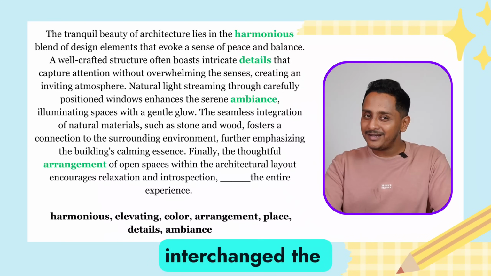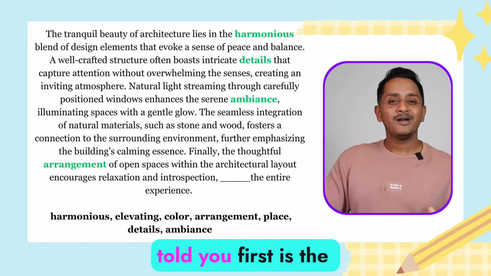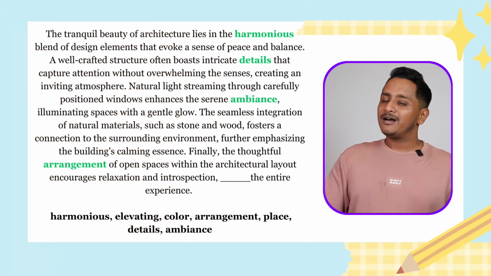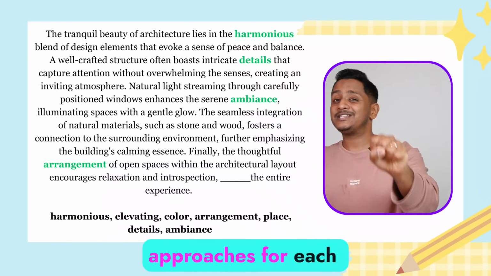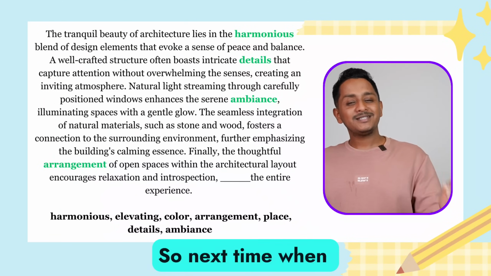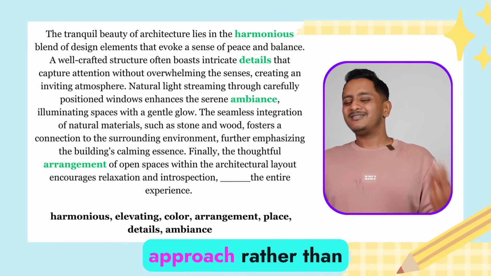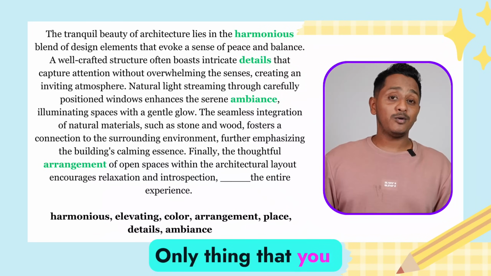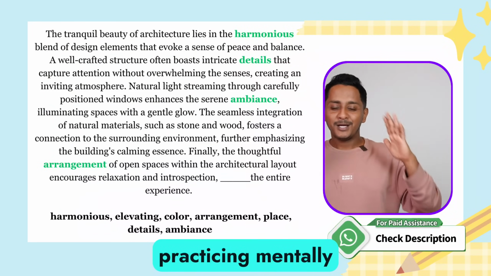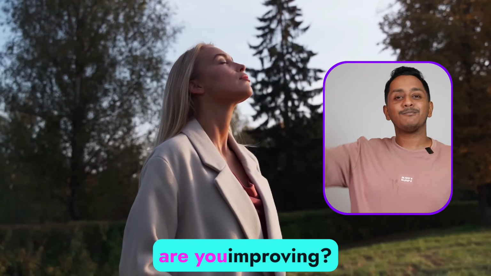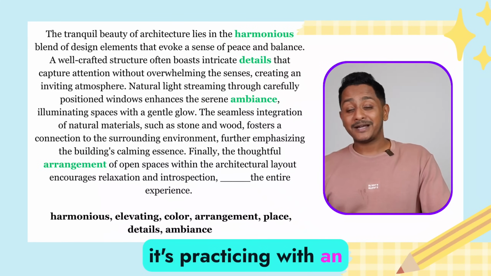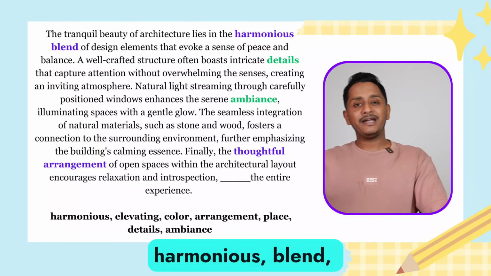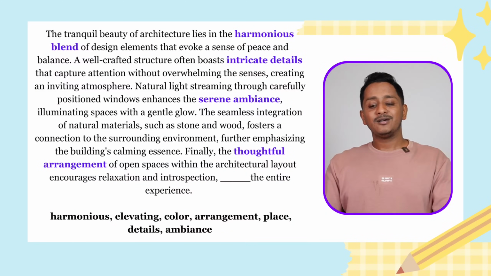Now if you have interchanged the options, the problem, like I told you, first is the approach, which cannot be just improved by practicing randomly on the websites, unless the website is giving you some approaches for each and every question. Hope you are getting it. So next time when you practice, practice with an approach rather than simply practicing. Simply practicing, you're today 50 overall, 6 months later also 50 overall. The only thing that you spend time on is practicing. Mentally you're satisfied, but are you improving? It's not simply practicing, it's practicing with an approach. Like I gave the approach here. Thoughtful arrangement, harmonious blend, intricate detail, serene ambience. Most of the words go together.